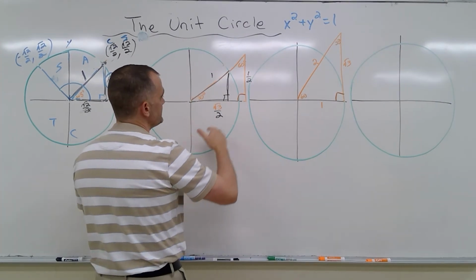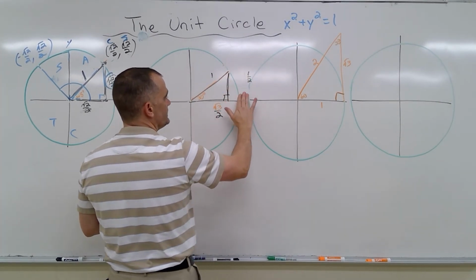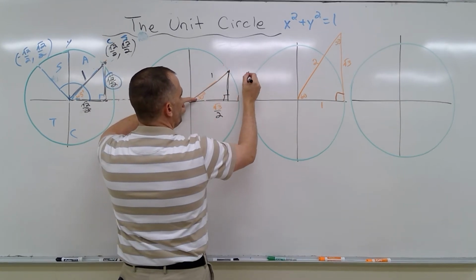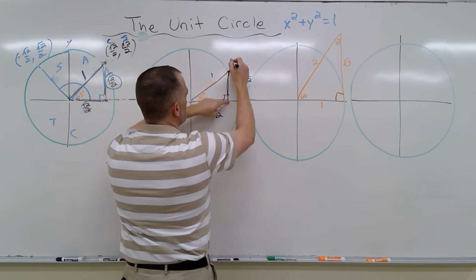So what happens is, let this triangle slowly disappear. So with a 30-degree angle, we have the ordered pair, which is square root of 3 over 2.